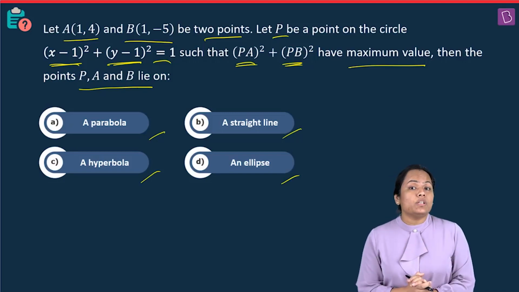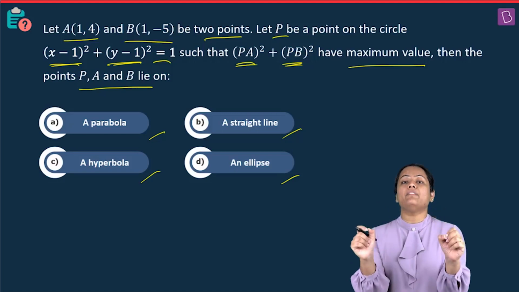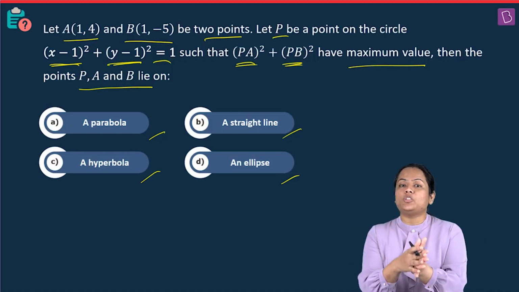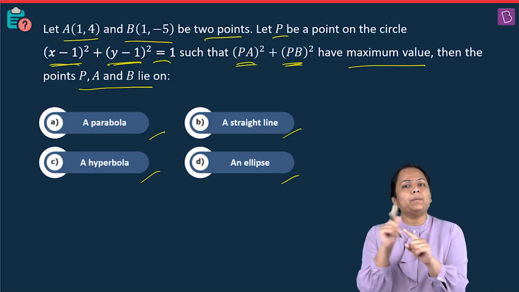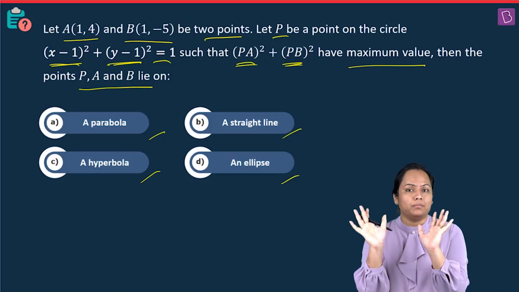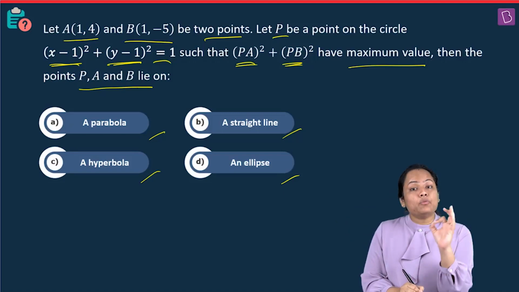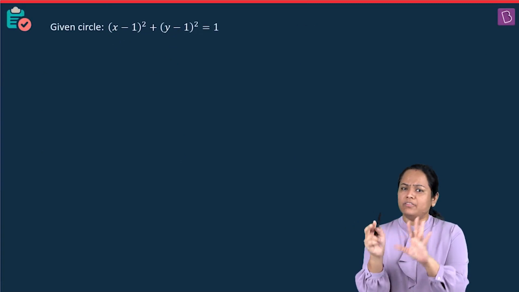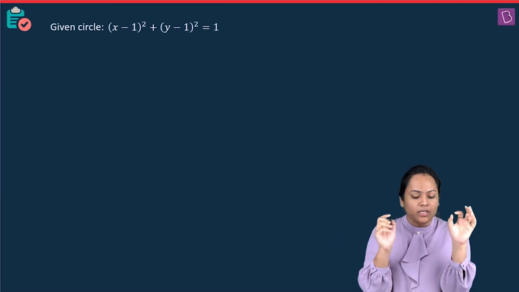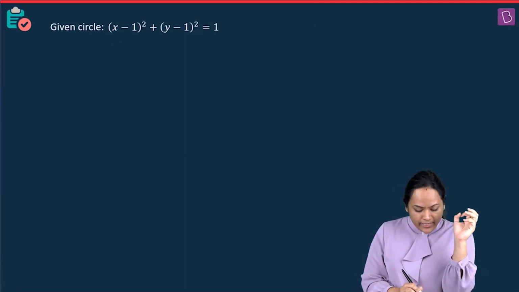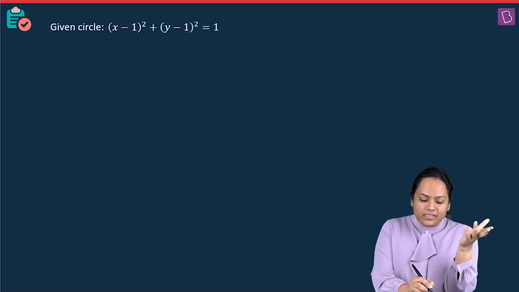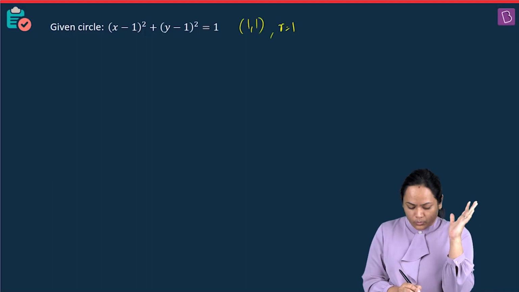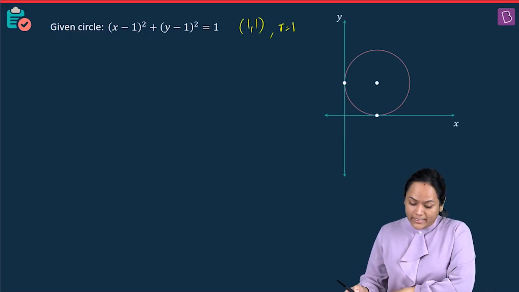How are we going to do this? Well, I have to definitely find PA square and PB square and then apply the condition for it to be maximum. Clear? Okay, so quickly moving on to the question. It was definitely a moderate level question. The circle is given to me, right? This circle will have its center as (1, 1) and the radius is also equal to 1. The circle will look somewhat like this.